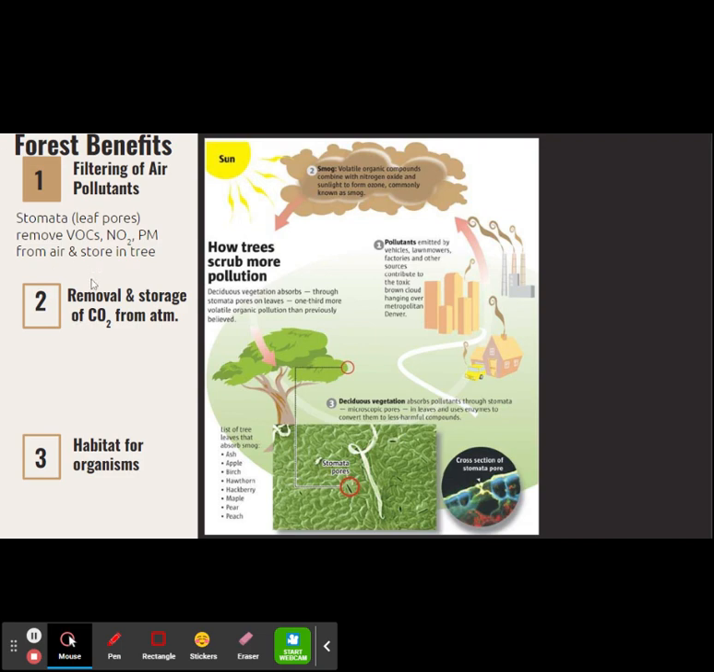So we'll learn more about volatile organic compounds, these VOCs. We'll learn more about these other particulate matters. That's what PM is in that unit.